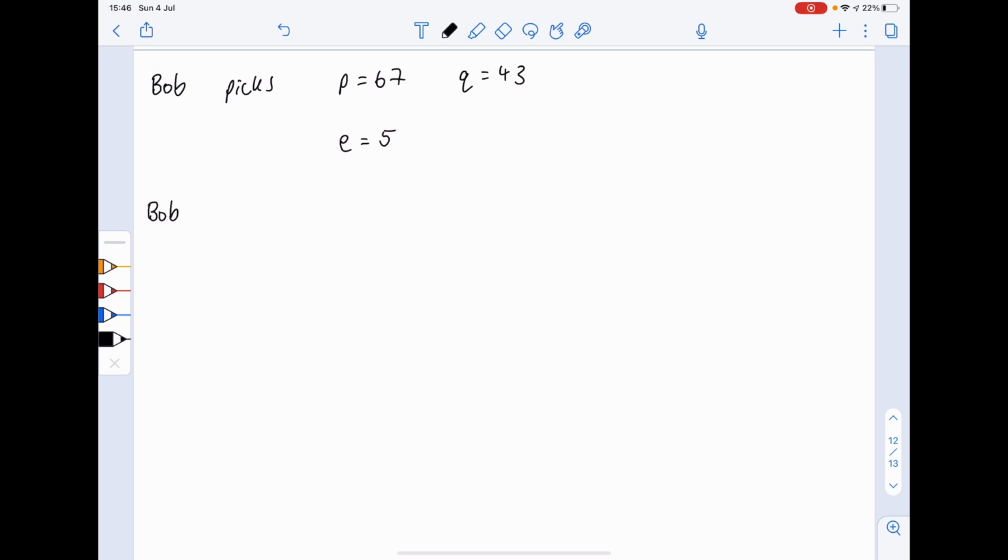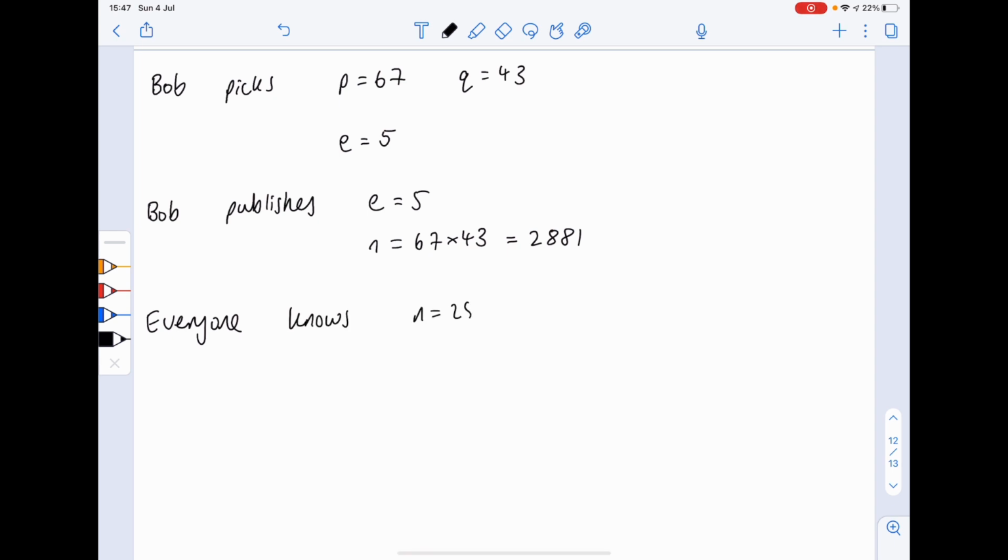Bob publishes E, which is 5, and N, which is the product of the primes, so 67 times 43, which turns out to be 2,881. So at this point, everyone knows N equals 2881, E equals 5.